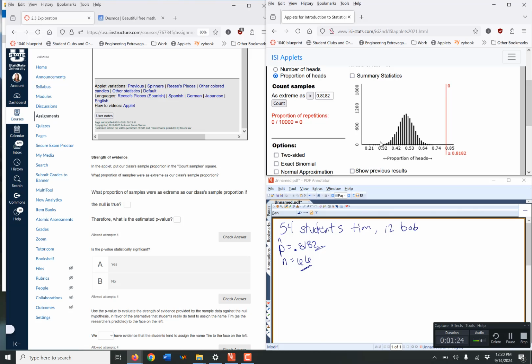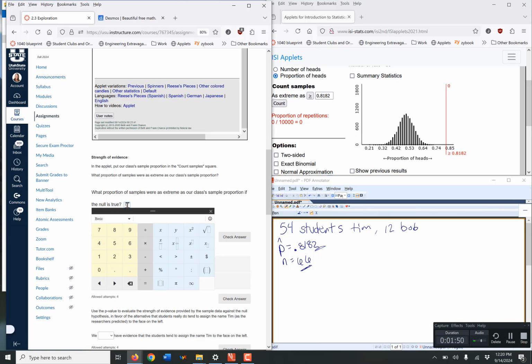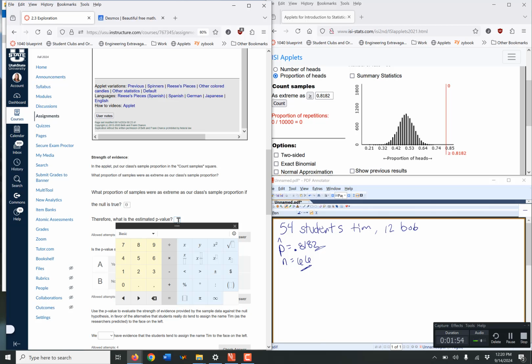Right here, it will show you that if they were randomly guessing, we should have been centered about 0.5. These are all the different possible sample proportions I could get. But what sample proportion did we get? We got 0.8182, this red number over here. If you look, there were no samples that had a sample proportion that high when they were randomly guessing. So what proportion was as extreme as what we got? Like how many samples had a sample proportion that far away? It was actually 0. That is your p-value.